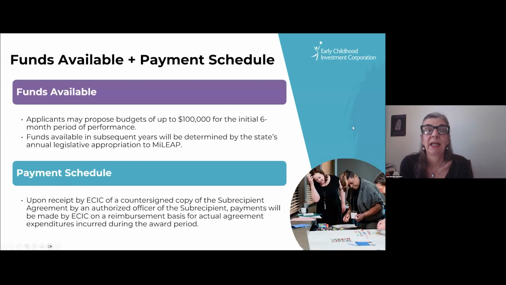Next slide. I want to just say upfront a little bit about the available funds and the payment schedule. So for this particular period of performance, applicants may propose budgets of up to $100,000 for the initial 6-month period of performance. The funds that are going to be available in subsequent years and for subsequent periods of performance are going to be determined by Michigan's annual legislative appropriation to MyLeap.